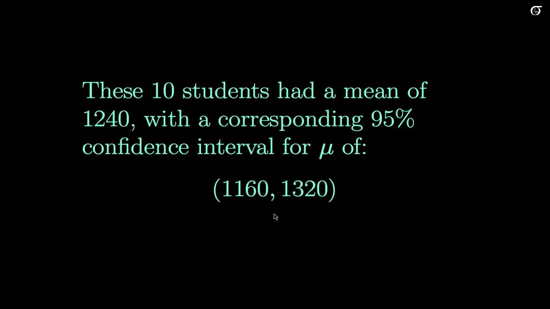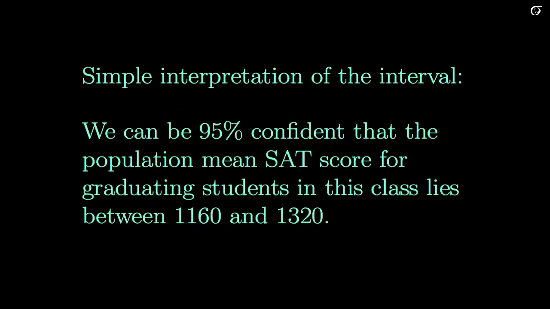Now note first of all that 1240 lies right in the middle of that particular interval, and we are going plus and minus our particular margin of error in this case. 1240 plus or minus 80, our margin of error happened to be in this particular setting, and we're 95% confident of what? Well, we're 95% confident that the population mean SAT score for graduating students in this class lies between that 1160 and 1320.